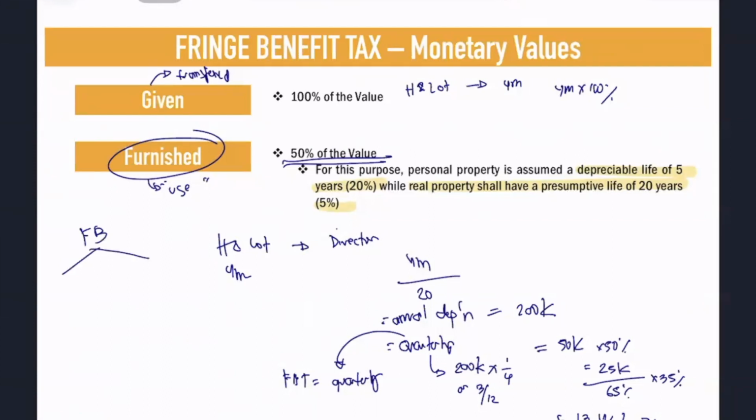Okay. Before we move to the next slide, I told you that for fringe benefit tax, for fringe benefits, it is necessary to determine who received the fringe benefit. Is that rank and file or managerial and supervisory?